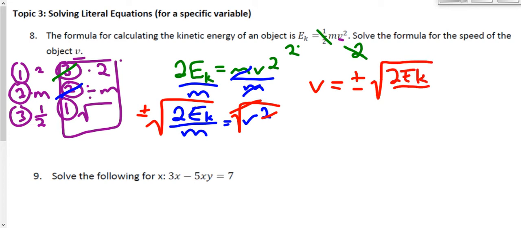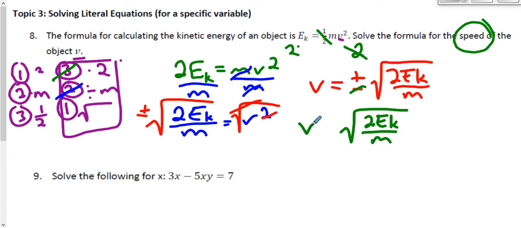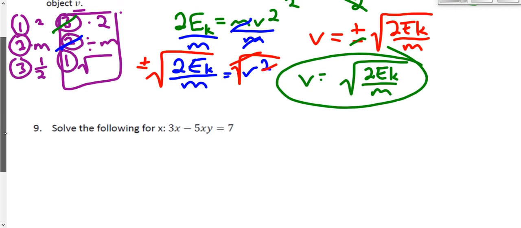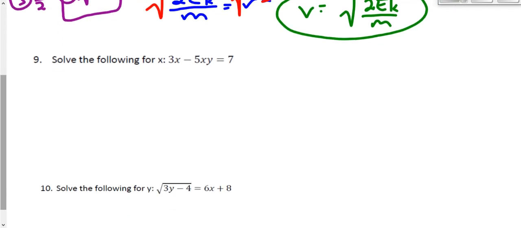Now one very small nitpicky thing, it does say the speed of an object, and speed can't be negative. It can only be positive. Velocity, which is what v stands for, could be negative. That just means I'm moving in the opposite direction. But since it asks for speed, we would actually just take the positive answer, 2 E sub k over m inside a square root. There we go. And that's completely isolated. Let's go ahead and try number 9 now.